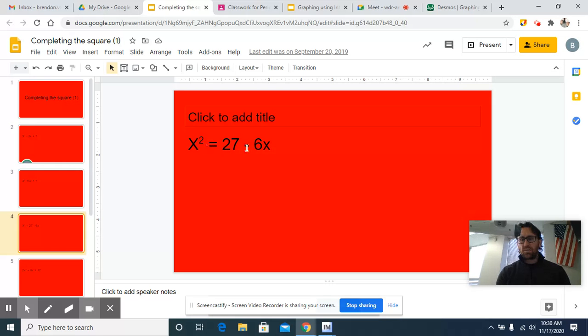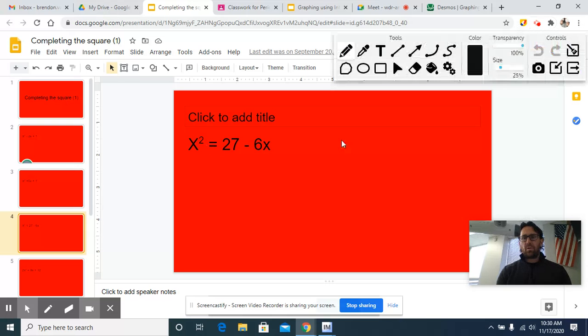So for this problem here, we want to find the roots. So the first thing you're going to want to do is you're going to want to have everything to one side except the number without the variable. So that's 6x. We're going to move to the other side. So that's x squared plus 6x equals 27.